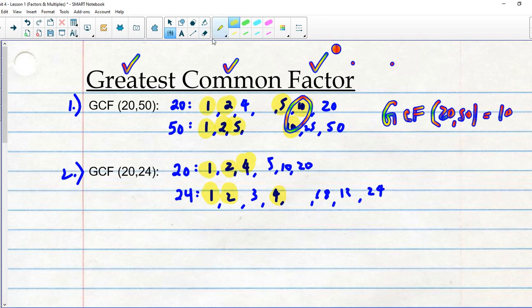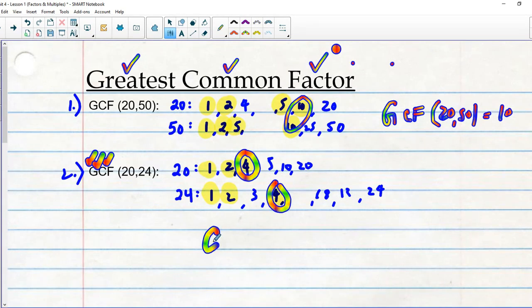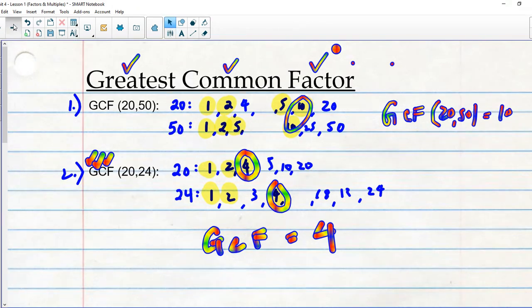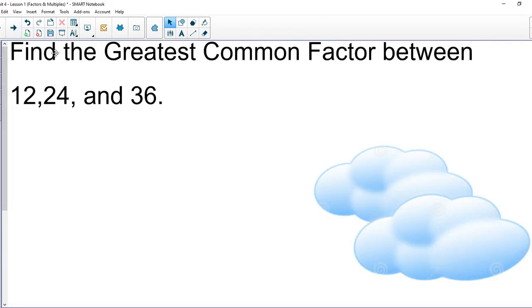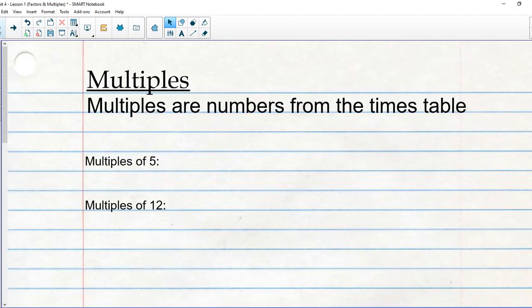So what's the greatest common factor? What's the biggest number? Again, what is the biggest number they share? Right, 4. So the greatest common factor is 4. Okay, got it? Okay, all right. So now, use this as a practice, and then I think I might have to stop here because we have to talk about multiples, right?